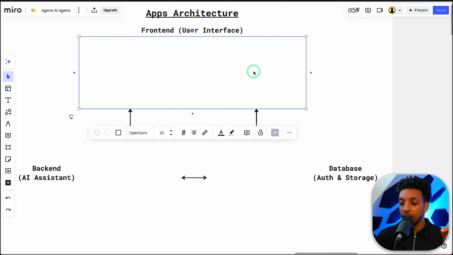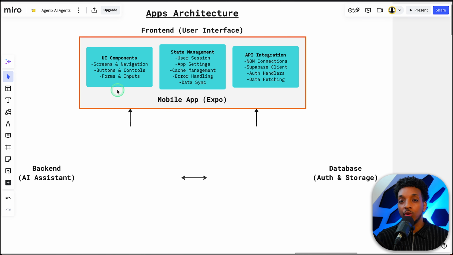Right, so let's start with the front end and look at some of the components that make it up. So we have the UI components, and these are the screens and the different navigations. We have the buttons and the controls, the forms and the inputs. These are all under the UI components.